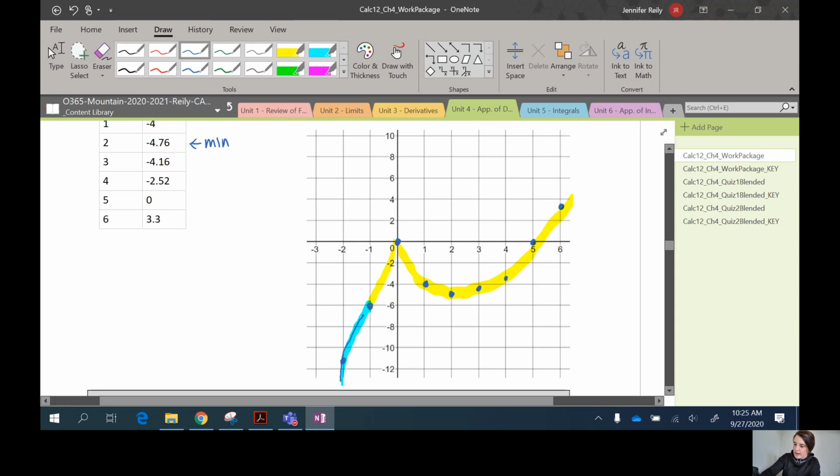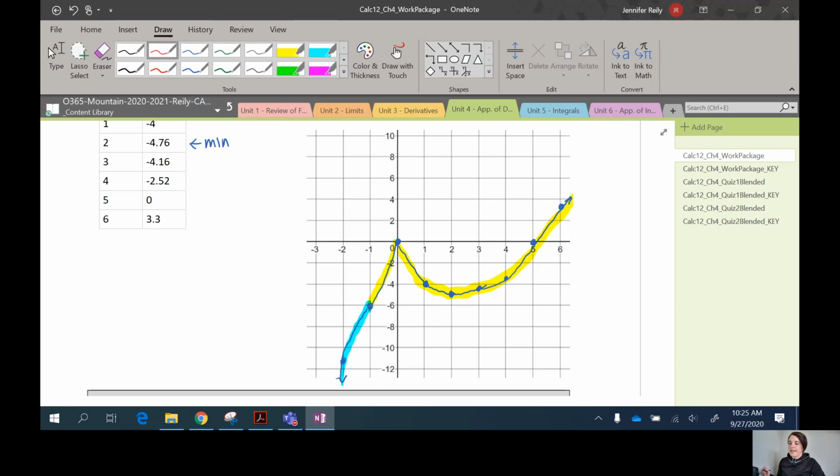Okay, so we'll do our best to connect the points. I kind of do 1 or 2 at a time, just because my hands are extra shaky. My coffee. Okay, there we go. Perfect. Last step, always label your points and we can tell whether they're absolute or local minimums or maximums.